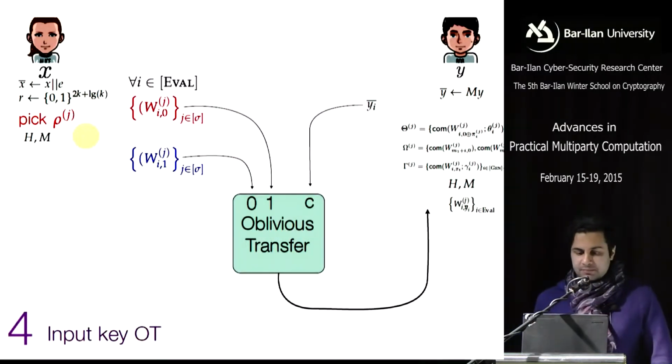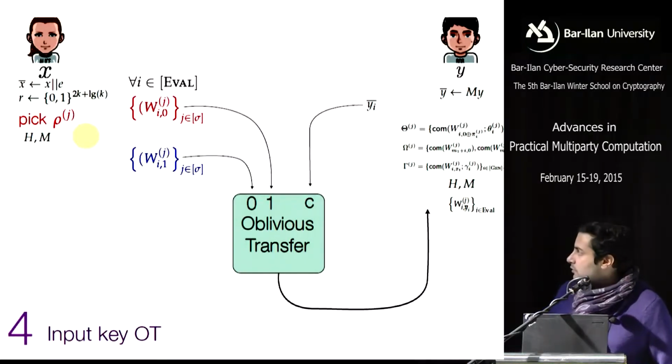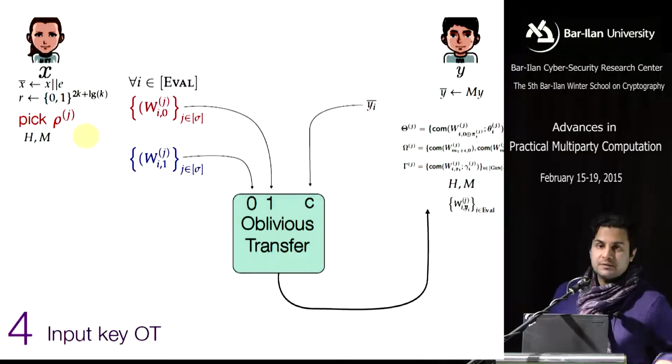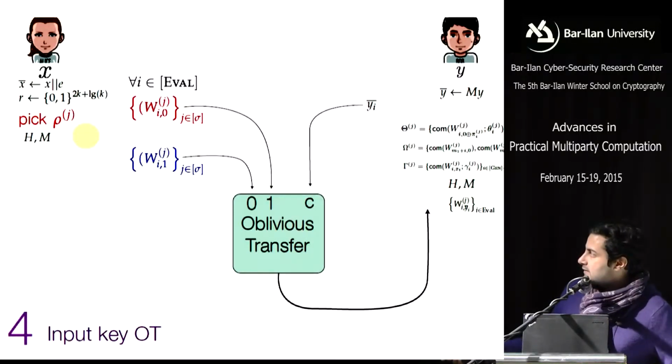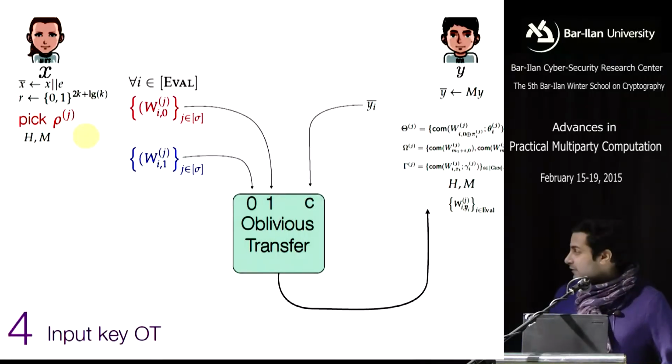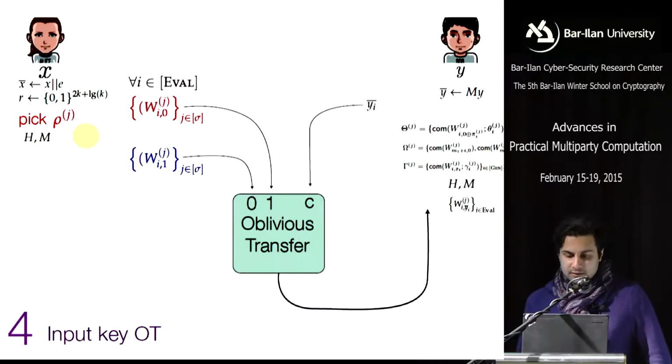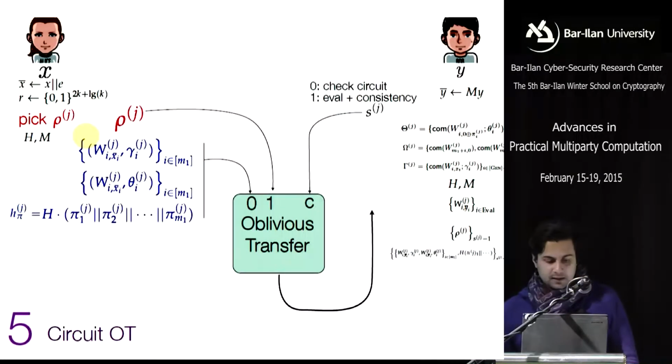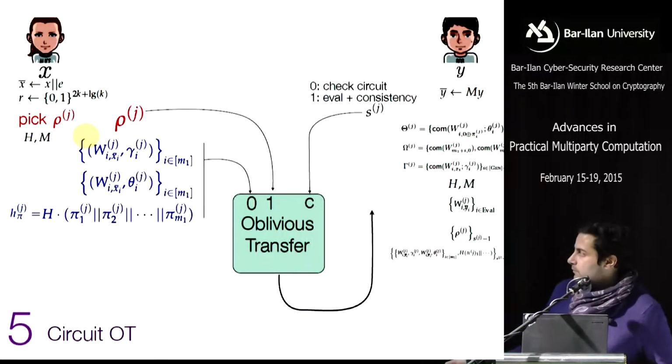Then we will use oblivious transfer. So we're going to use oblivious transfer twice. First, in order to get the input keys, Alice is going to put in Bob's 0 wires and 1 wires. This is a standard OT. And Bob will put in his own input and get these input wires. If at any point, okay. And then here is the circuit OT case.